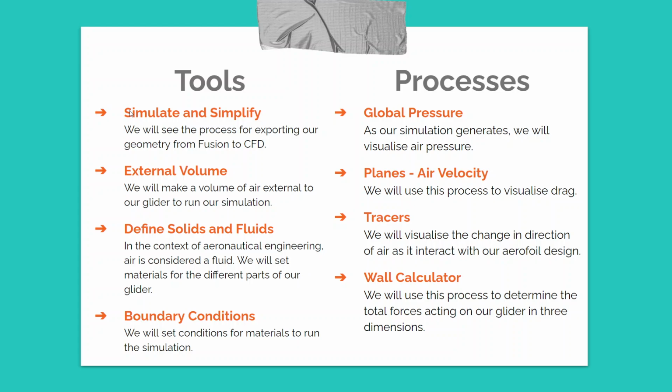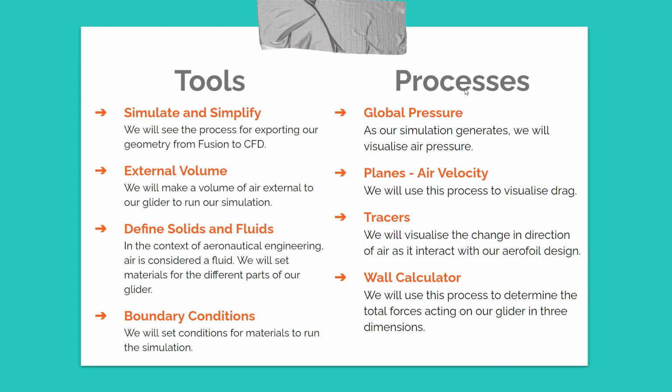Some of the tools we'll be using are Simulate and Simplify, which is a Fusion 360 process. We're going to calculate an external volume, or build an external volume, once we're in CFD. We're going to define solids and fluids and different types of solids, such as plastic and wood and polystyrene. We're also going to set boundary conditions, which is our airspeed and air pressure that I mentioned before.